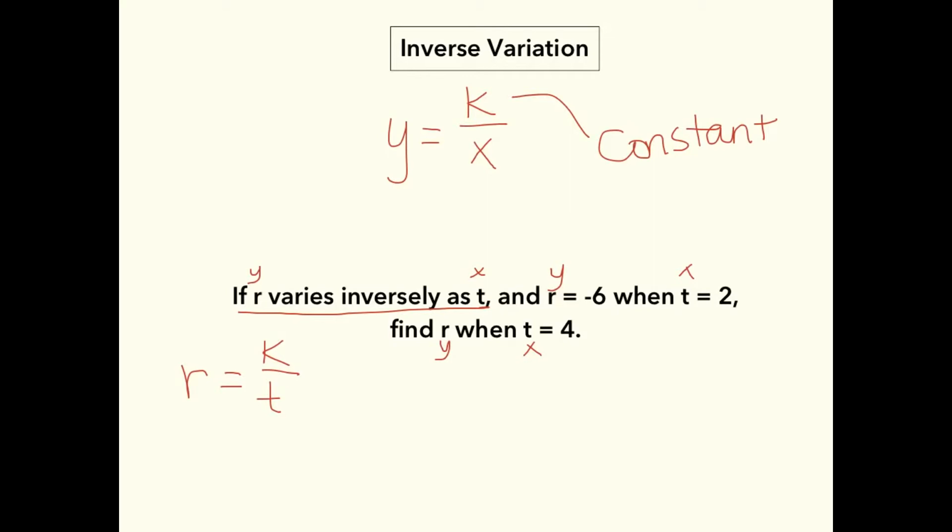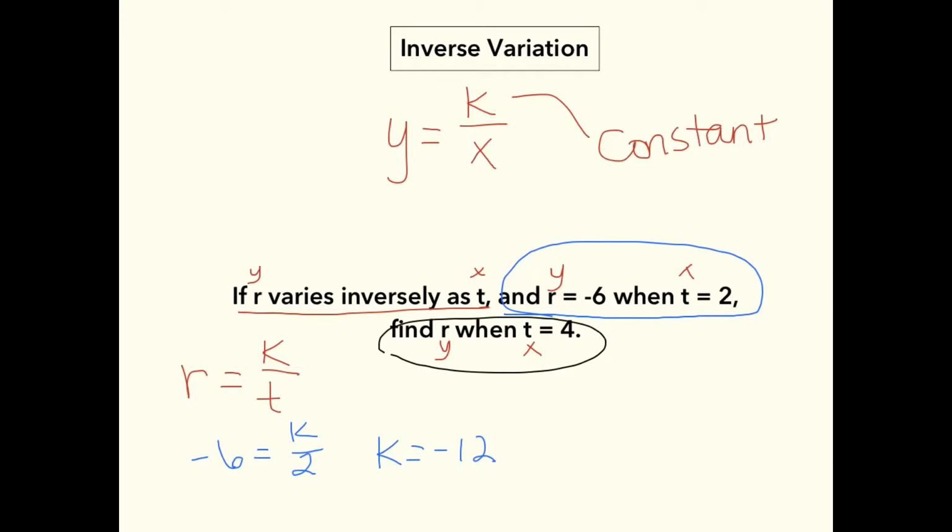And the second part, r is negative 6 when t is 2. So I'm just plugging in. Negative 6 equals the constant over 2. Then I can find my constant by multiplying both sides by 2. So my constant is negative 12. And then finally, find r when t equals 4. So now we're still using this relationship. We don't know r. We know our k because we found it, and t is 4. So r is negative 3.